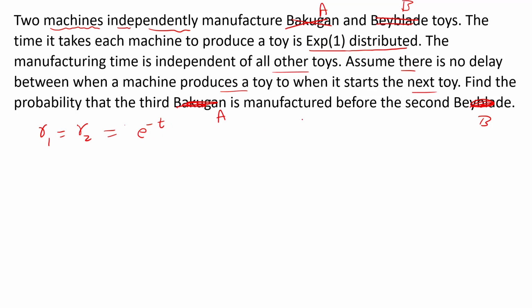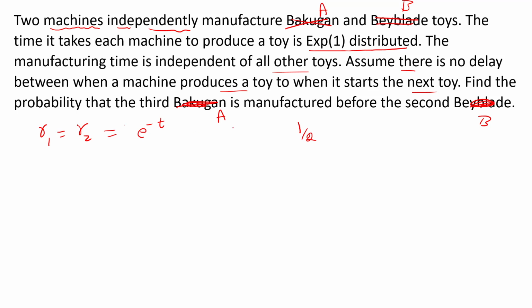Since the rate of manufacturing is exactly the same, the probability of which is manufactured first is half. So toy A will be manufactured first with a probability of half. The probability that the first A is manufactured before the first B is half, and probability half is actually what we get in a coin toss, right?